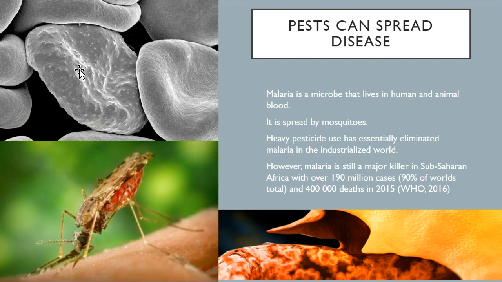However, malaria is still a major killer in sub-Saharan Africa, with over 190 million cases, which is 90% of the world's total. And of those 190 million cases, there were over 400,000 deaths in 2015. This is information according to the World Health Organization. Now, historically speaking, malaria is possibly the number one killer of humanity. It is still a serious disease, and we need to figure out how to control it better. And some of the answer is pesticides.